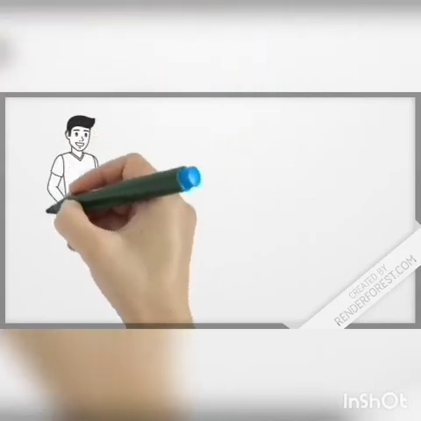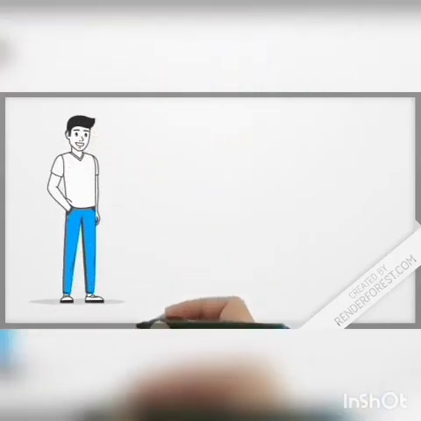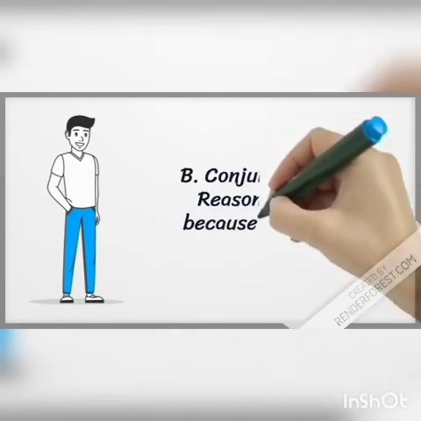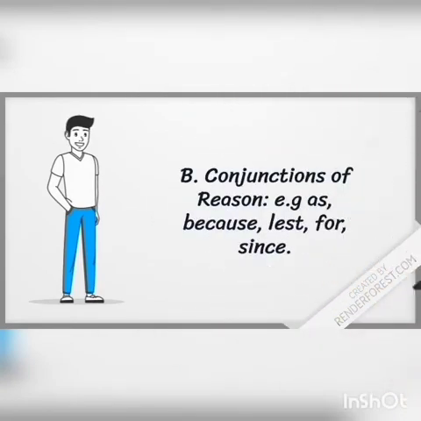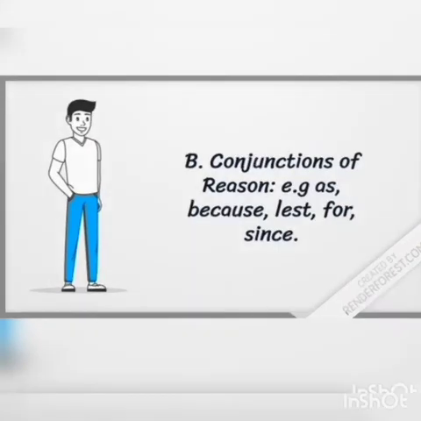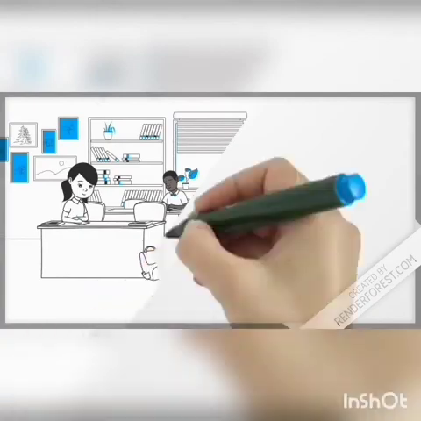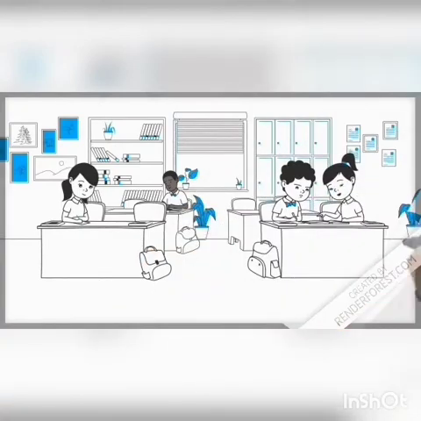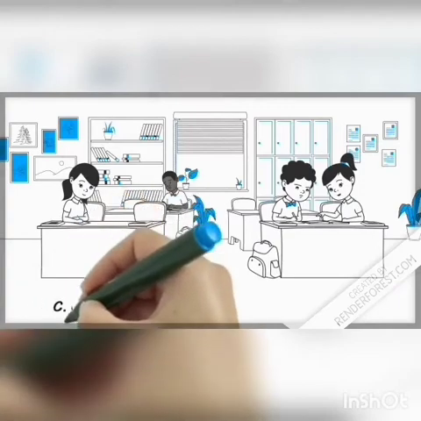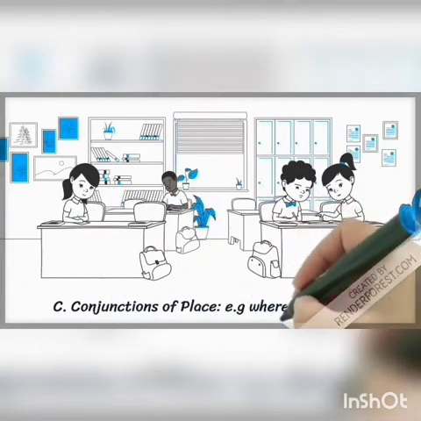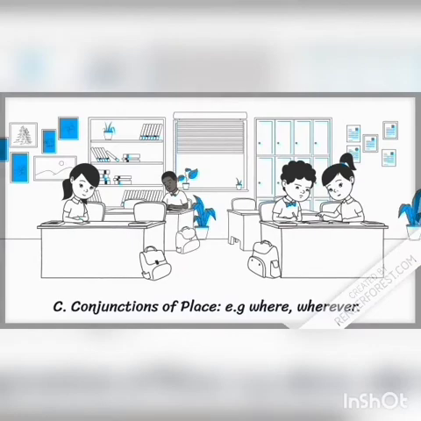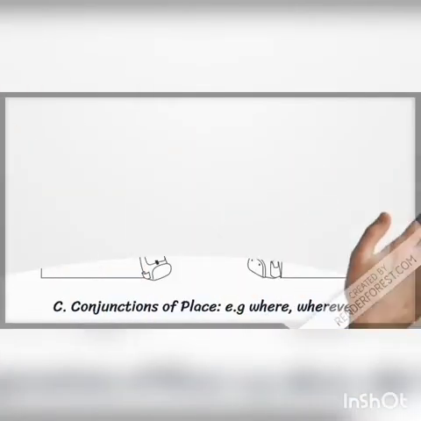The next subdivision class of subordinate conjunctions is conjunctions of reason, for example, as, because, for, since. We also have the next class of subordinate conjunctions, which is conjunctions of place. I repeat, conjunctions of place, for example, where, wherever. This one answers the question of place. It tells you where and about the place.